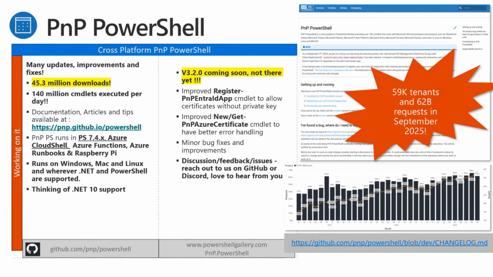What else? In the nightly builds, we improved the Register-PnPEntraIDApp command. The change here was that whenever you execute this command, you generate a certificate, and now that certificate doesn't need a private key. So we fixed that, and we also improved the error handling in the New and Get-PnPAzureCertificate commands. Minor bug fixes and improvements keep on going. And if you run into any issues, just reach out to us. Thanks. Over to you, David.